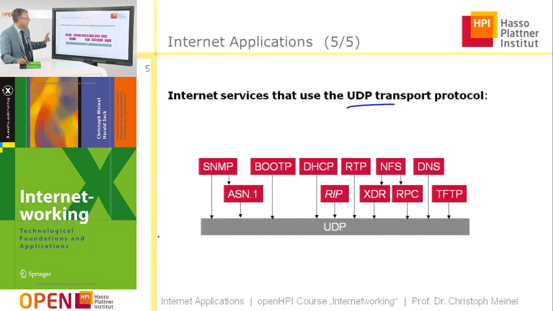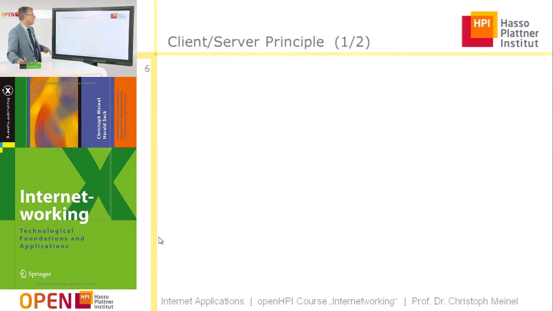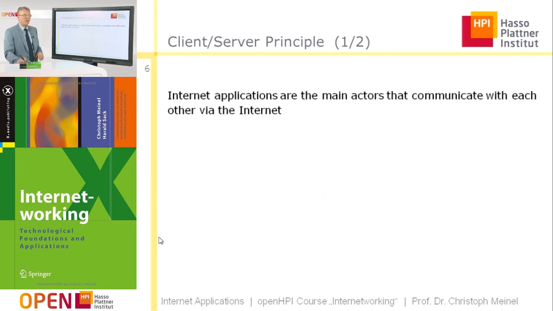Some of the protocols, for example the domain name service, make use of TCP as well as UDP protocols. So this gives you an orientation about families and services on the Internet application layer on the one side, and on the other side, about how these application protocols make use of the Internet.